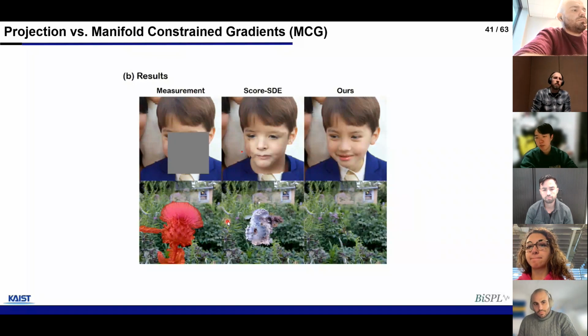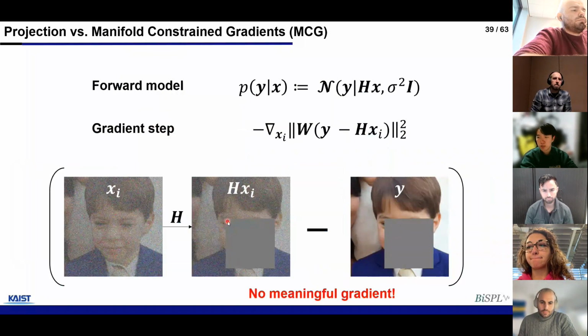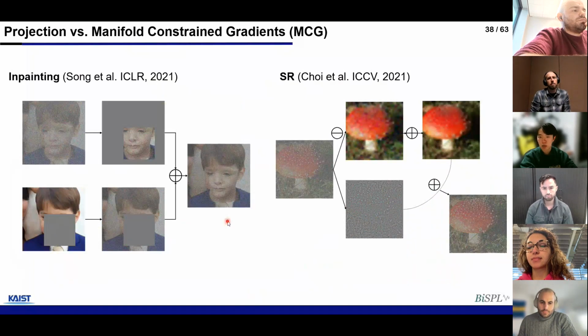And the main methodological difference is that Song et al. use projection-type approaches, whereas MCG or DPS use gradient-type approaches. So it's a smoother transition that adapts to the measurement process.